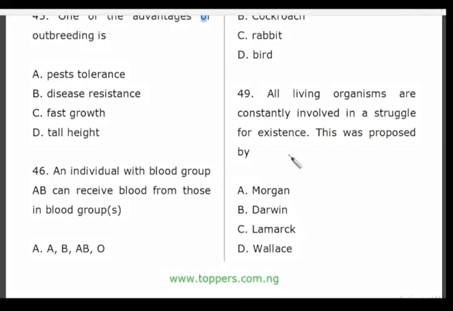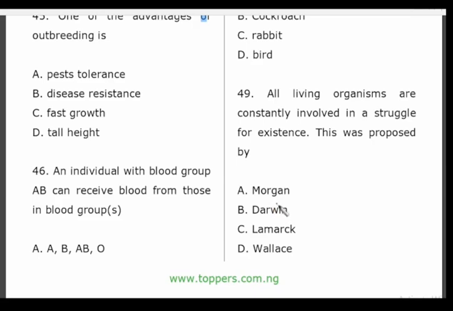This was proposed by A. Morgan, B. Darwin, C. Lamarck, and D. Wallace. This particular question is emanating from what we refer to as evolution, that all living organisms are constantly involved in a struggle for existence. So talking about adaptation and evolution here, that is what brought about this particular question, and it is actually a particular postulation that was brought about by Darwin when he was trying to explain what evolution actually talks about. So that was the person that postulated the theory.